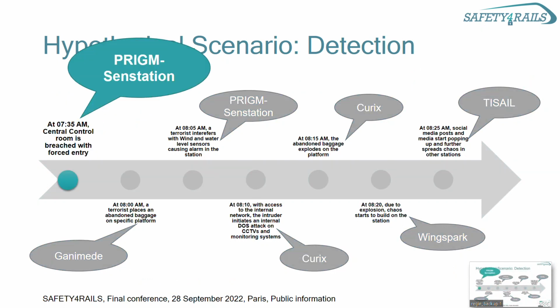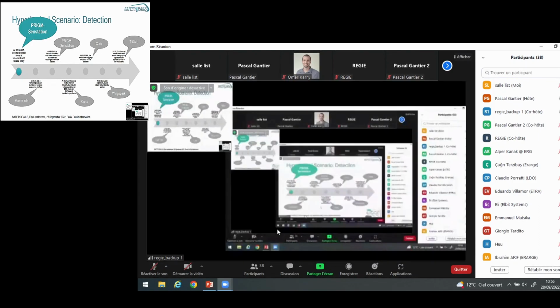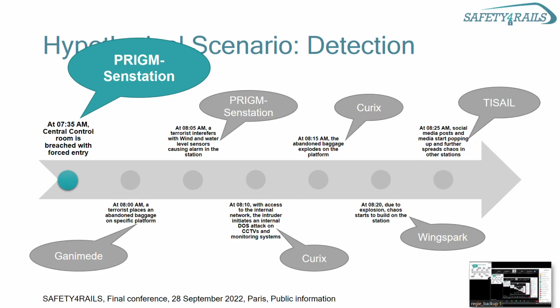So first, at 7:35 a.m., the central control room is breached with forced entry, and we assume that data is available and being monitored. So we see now the people from Prime Sensation demonstrate what is happening there.